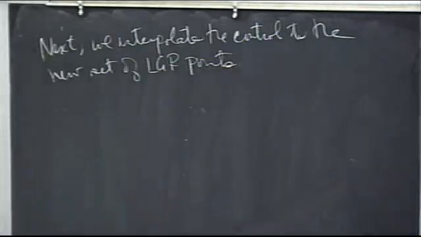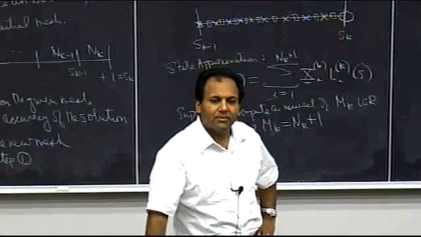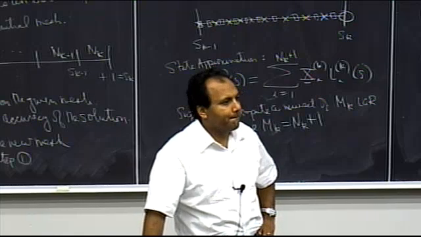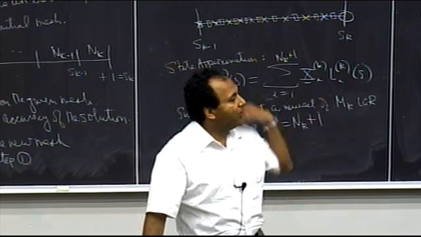What's the problem with that step? Before you understand why I did it, what's the problem with saying I'm going to interpolate the control to the new set of LGR points? It might not be optimal. The new control might not be optimal. Even before that?